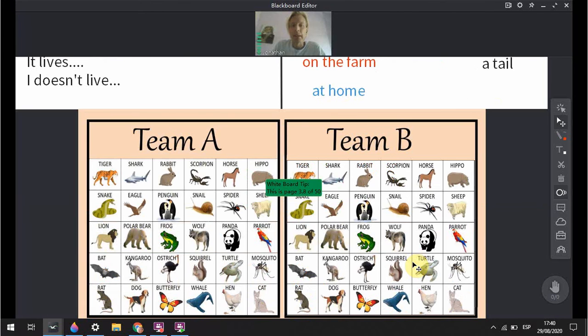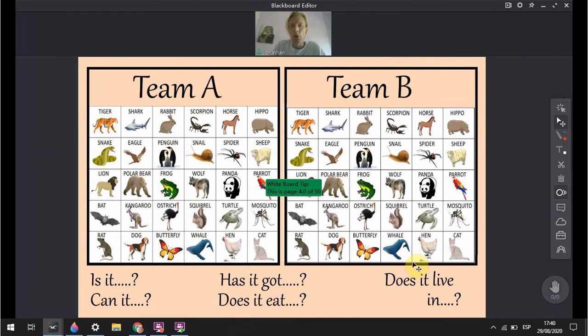And then we finish off with a who's who to practice the questions. The same thing, questions, very good grammatically. I want to point out one thing here.